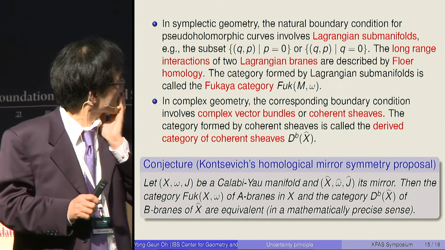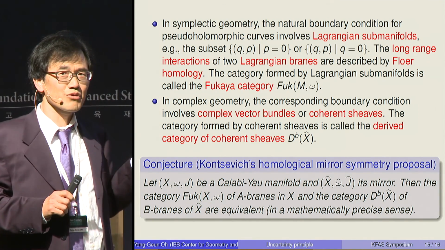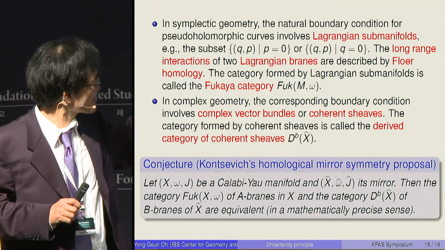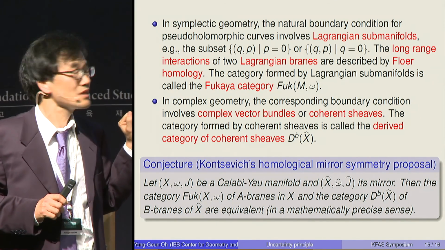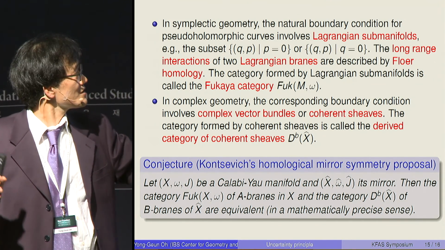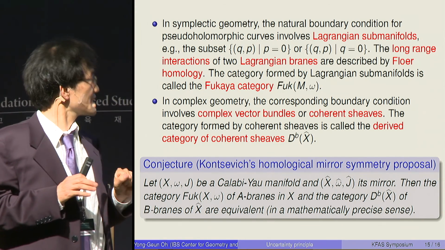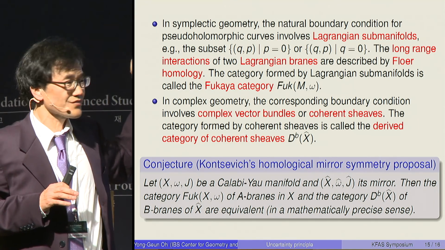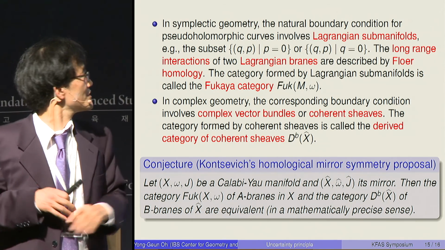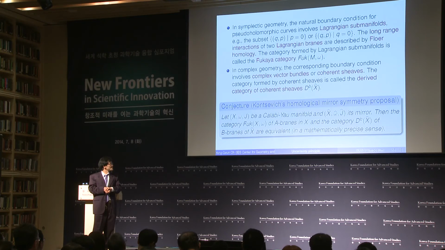one of the Fields medalists, Kontsevich, formulated the following very general conjecture, or proposal. There is the very renowned space, the so-called Calabi-Yau manifold. This Calabi-Yau manifold carries its mirror, which I denote, and the proposal conjectures that the Fukaya category of the symplectic manifold will be isomorphic to the derived category of coherent sheaves in complex geometry.